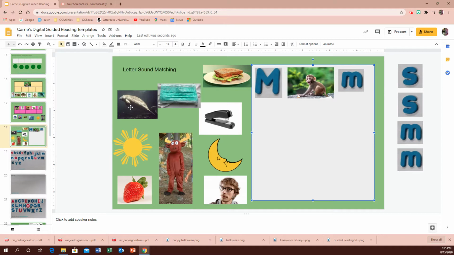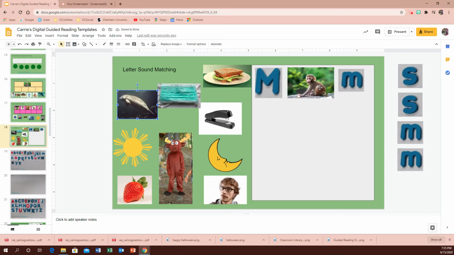And then I'm going to name the picture. I'll have children repeat it, and then I will ask them the first sound. So this is a manatee. You say it, manatee. The first sound is, and then I'm looking for mm. And I really do want kids to get in the habit of saying the word so that the sound is in their mouth. They can feel it.